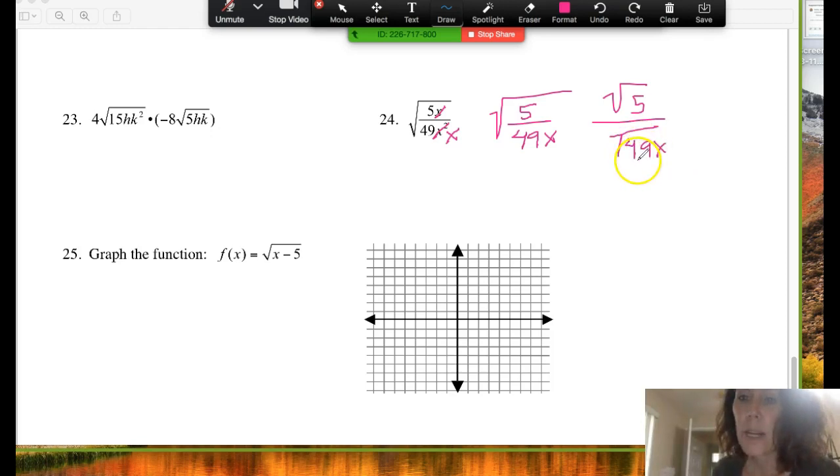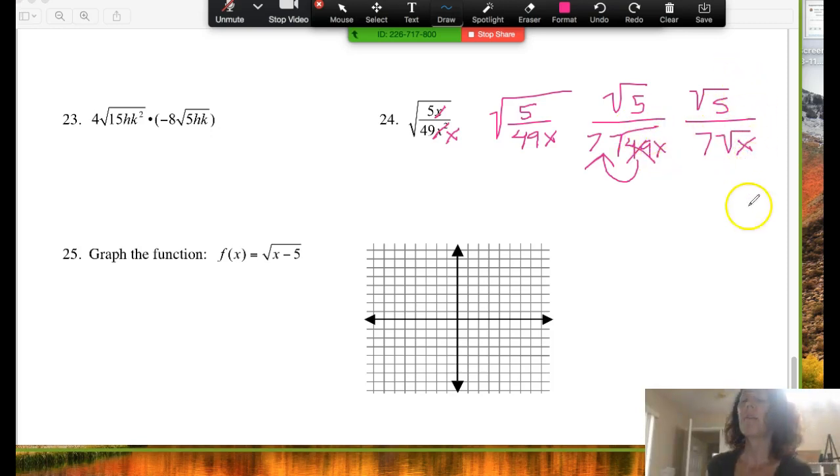Well, the square root of 49 can be pulled out, and it's just 7. So now I have the square root of 5 over 7, and the x is still under the radical, square root of x. Now that looks most simplified. I can't pull the 5 out. 7 and 5 don't divide out, square root of x.